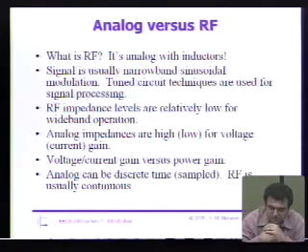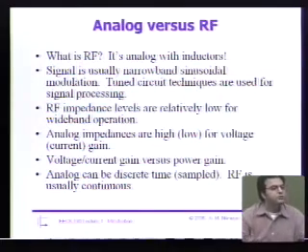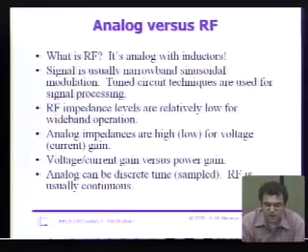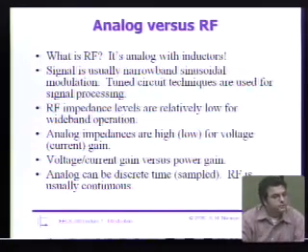Another big difference is that in RF circuits, the impedance levels tend to be very low, right? Everybody knows the universal 50 ohms, or 75 ohms if you're dealing with cable. Why is it that we use low impedances in RF circuits?